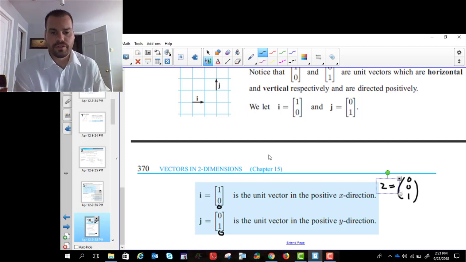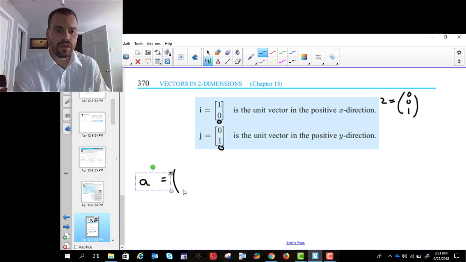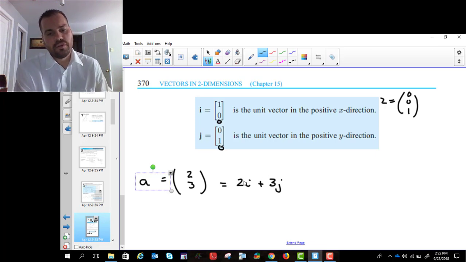But what we do with these is we can write out vectors in ij form or ijk form. So if A is 2, 3, like this, that's component form. You could also write it as 2i plus 3j. That's just another way of writing a vector, okay? So if you see that, it means the same thing. The magnitude and all the stuff that we talked about, scalar multiples and all that stuff, still apply.